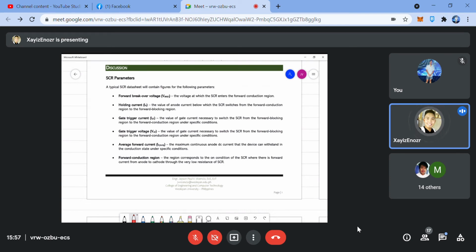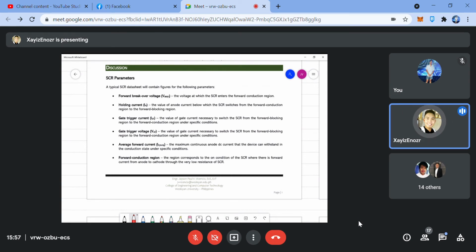The forward breakover voltage. Then we have here the holding current. It is the value of anode current below which the SCR switches from the forward conduction region to the forward blocking region. Pag sinabing holding current naman, ito naman yung value ng current na kailangan mong i-maintain para manatiling naka-on si SCR. Okay? Then we have the gate trigger current. It is the value of gate current necessary to switch the SCR from the forward blocking region to the forward conduction under specific conditions.